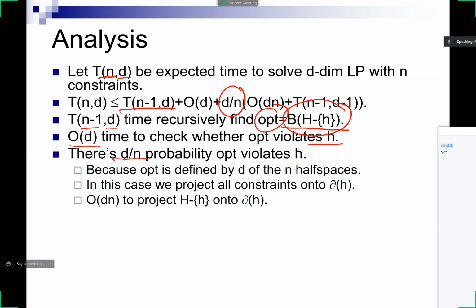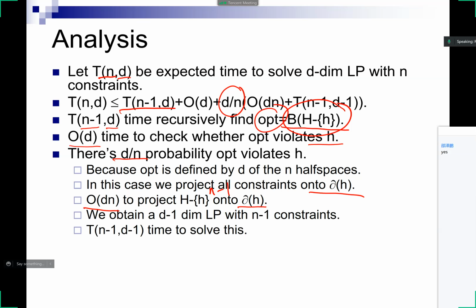Now, if you violate h, then you have to take all the other constraints and project them onto the boundary of h. There are n-1 constraints over here, and to project each of them onto the boundary of h takes order d time, because we're in d dimensions. So therefore, all the projections together take you order dn time.